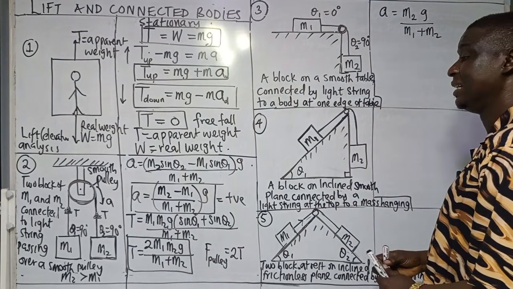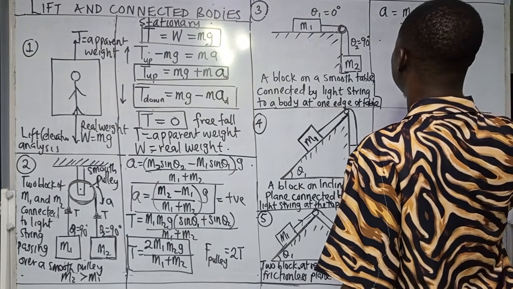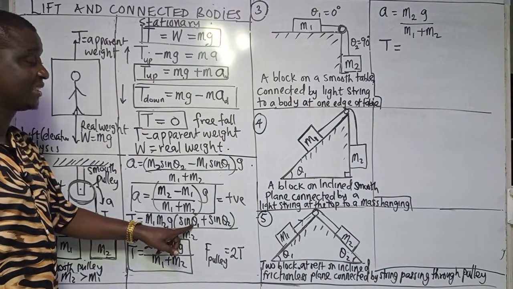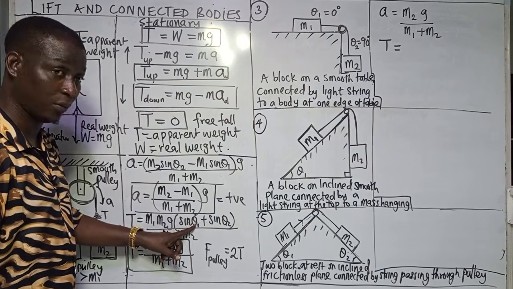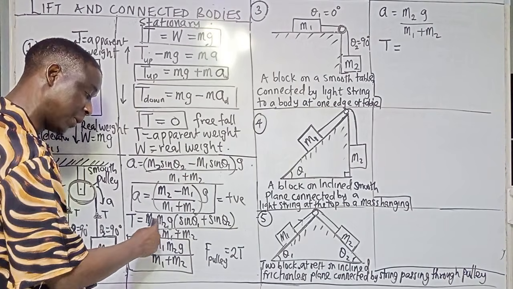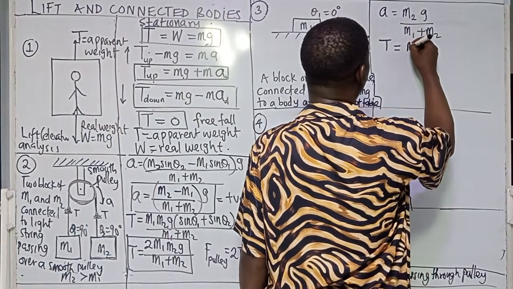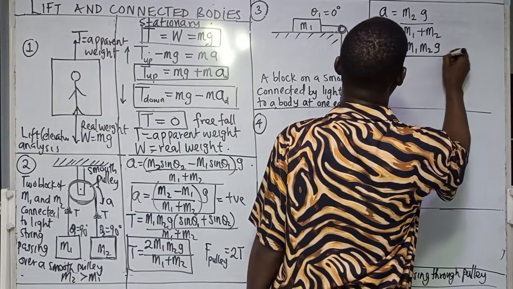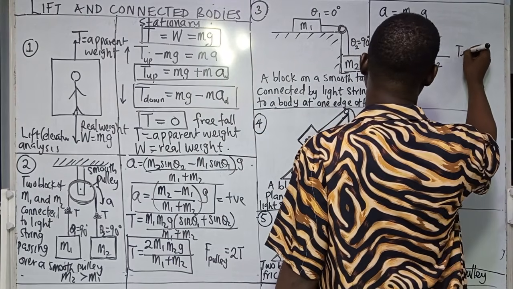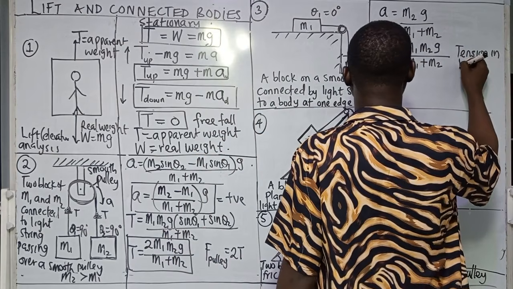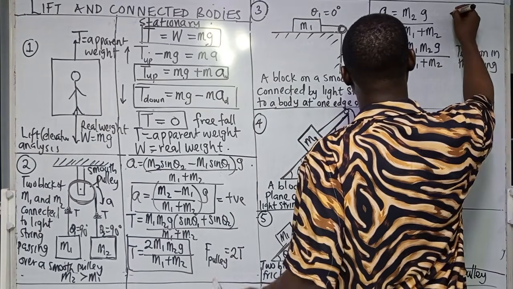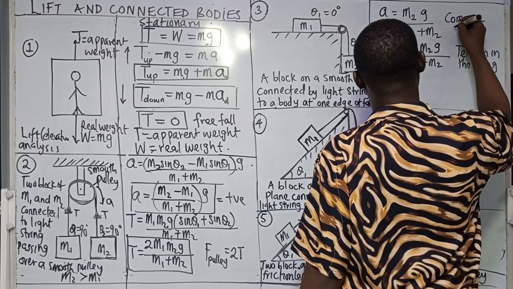What about the tension? How do you get the tension? We don't need to suffer ourselves because the formula is already available. Theta 1 is 0, sine 0 is 0, plus sine 90 is 1. 1 plus 0 is what? 1. So 1 multiplied by everything here will give us m1 m2 times g over m1 plus m2. That is the tension in the string. And this one is the common acceleration.